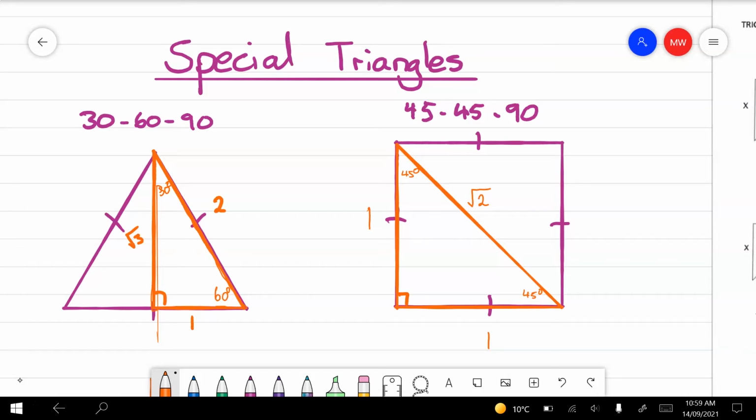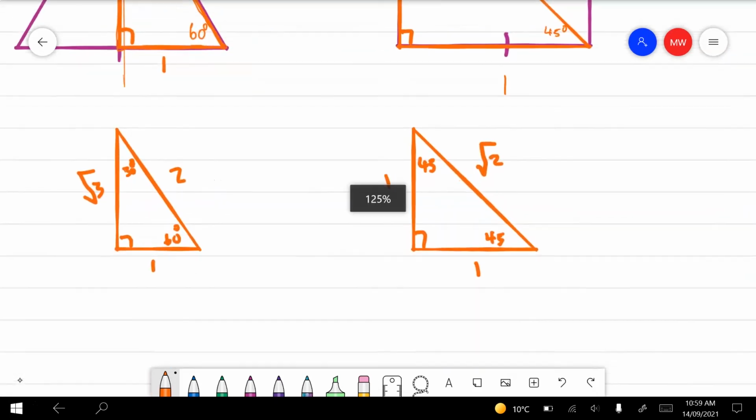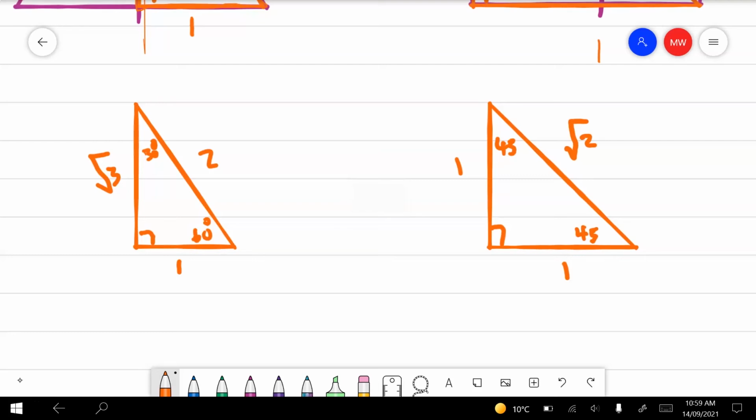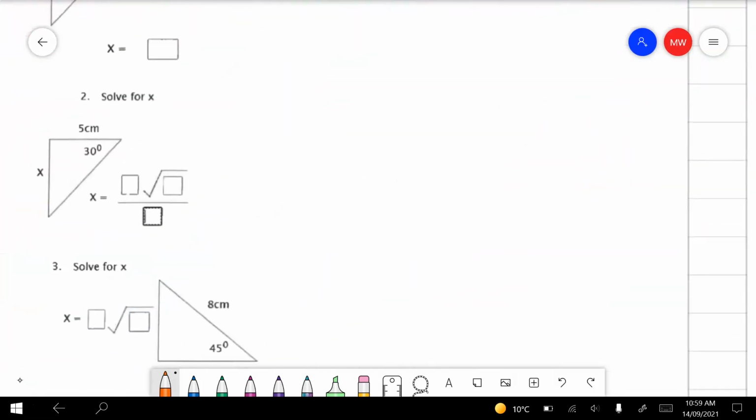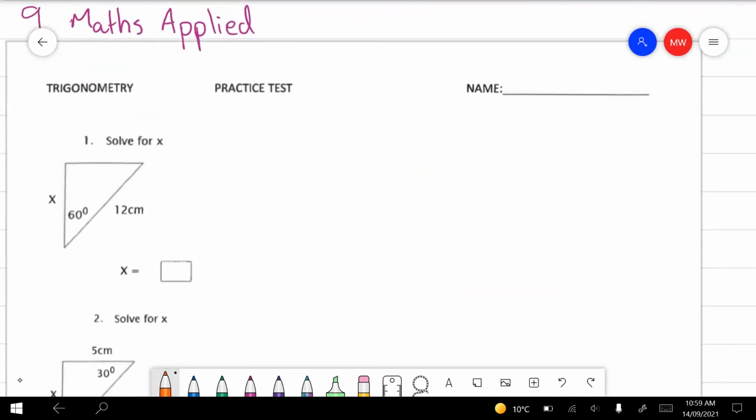And if I pull this down a little bit, we've redrawn these triangles. These are the ones to try and remember. So this is our 30, 60, 90, and the ratios that go with it. This is the 45, 45, 90, and the ratios that go with that. All right, moving on. Let's start solving these.